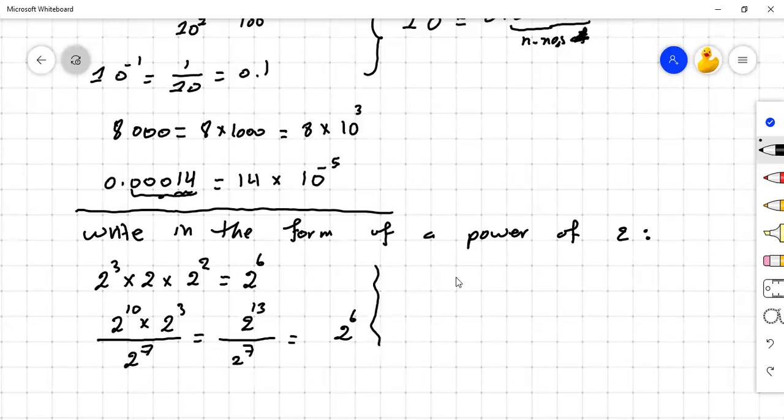Another one, if we have, for example, 0.2 power 3 times 8 times 10 power 3. Let's take here 16. Okay. So we want to write in the form of a power of 2. So it means that we have to write it as 2 exponent something.